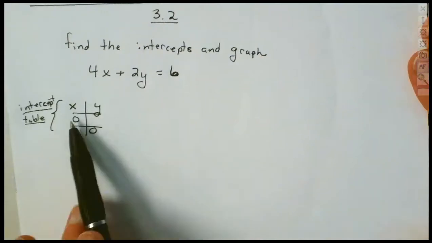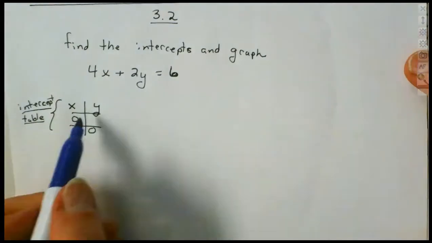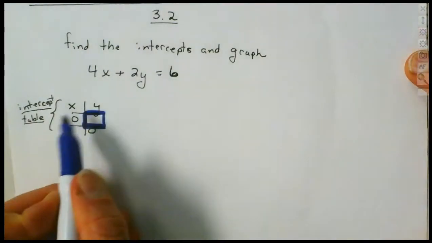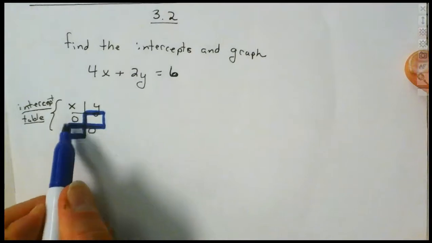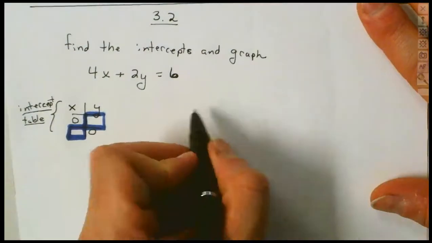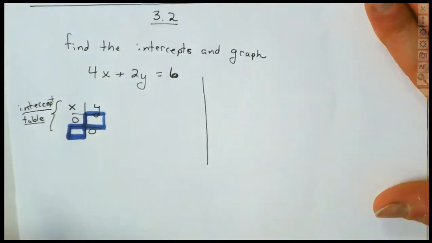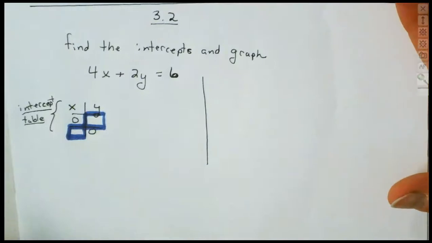We want to make a table. Now, when we talk about the intercepts, we've got to make a special table that has the zeros in it. And this is going to give us our x-intercept and our y-intercept. So we've got to find 2 points. We have to have 2 different points to graph this line. And they don't always have to be whole numbers either. They can be a fraction.